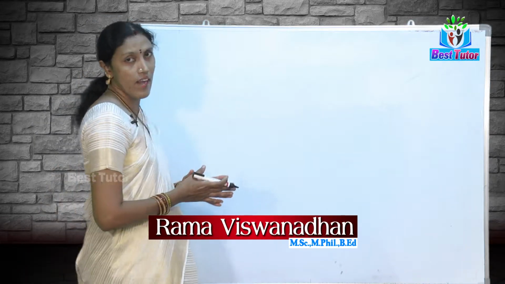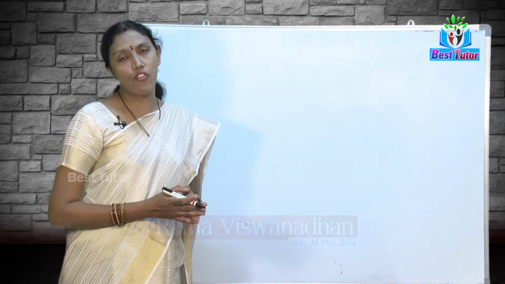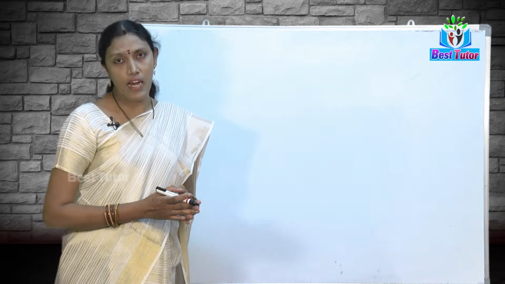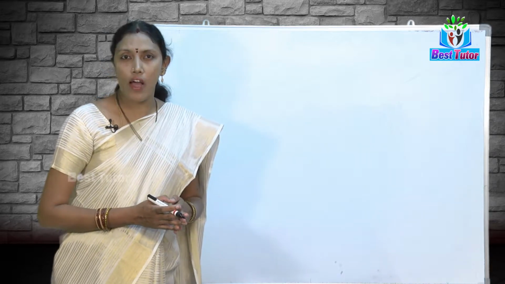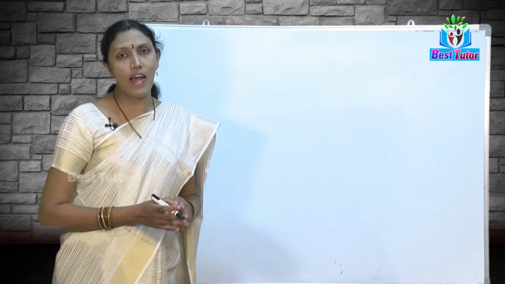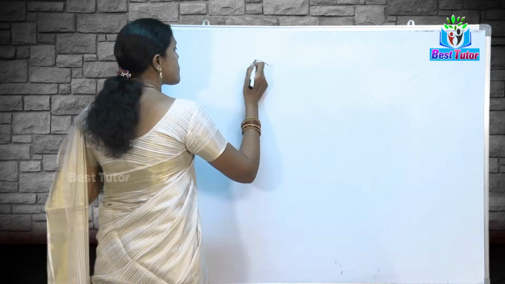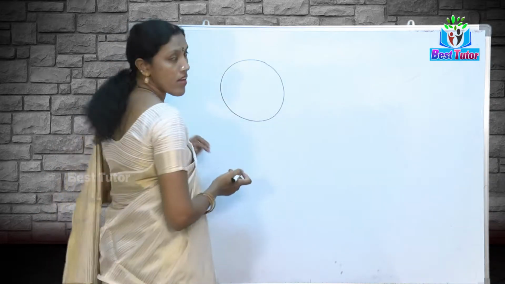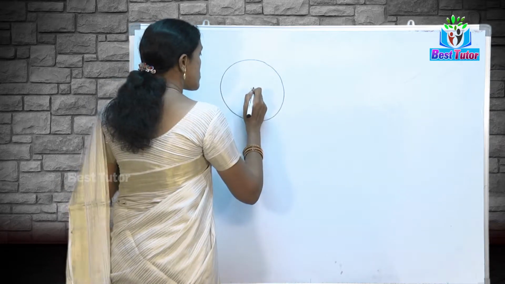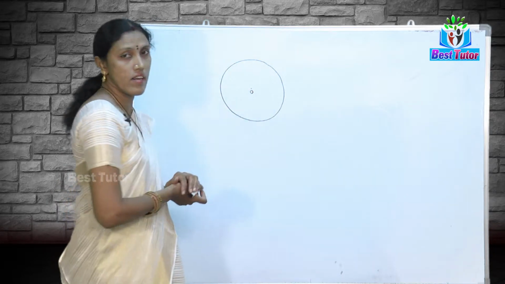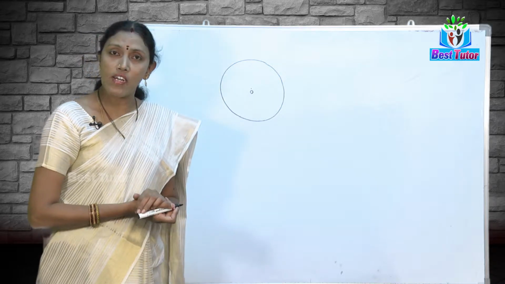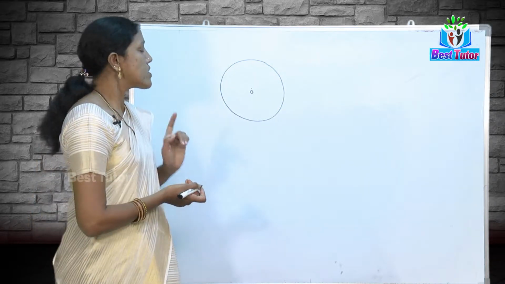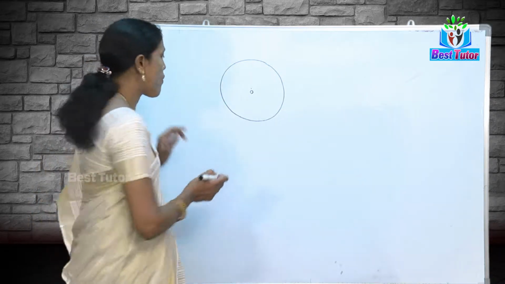What is meant by a tangent? In the basics of circles, we have seen what a tangent is. A tangent is a line which touches a circle exactly at one point. Now, if I consider a circle, it will have a center. Let me mark the center as O. Then the tangent is a line which touches the circle exactly at one point.